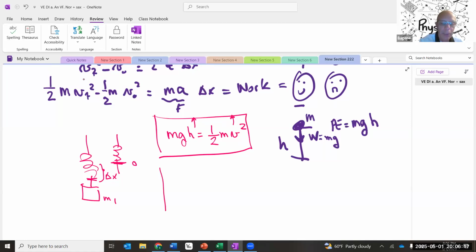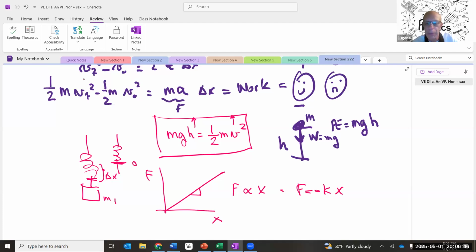So what happens here is that you have a graph of forces and x, and that graph is a straight line. The angle here, the slope, is going to be a constant. So F is proportional to X, and that proportion is what is called the spring constant.